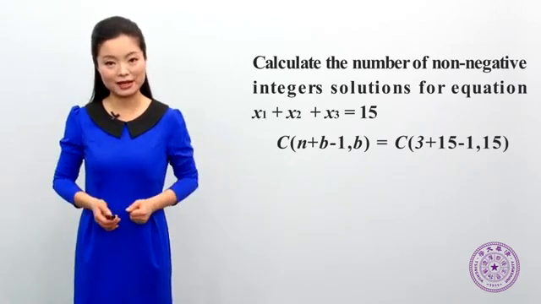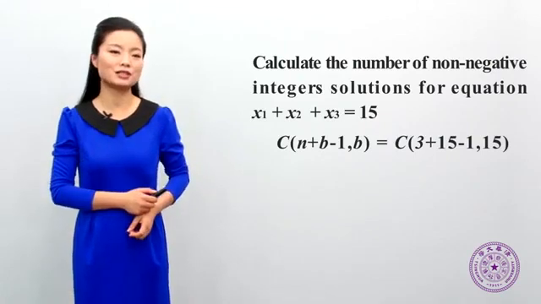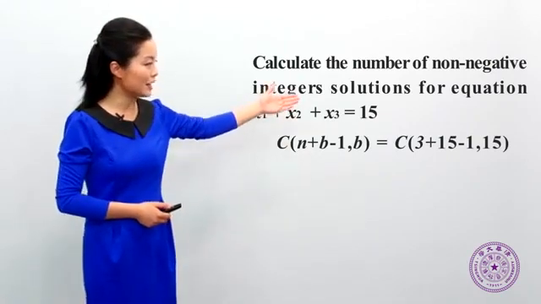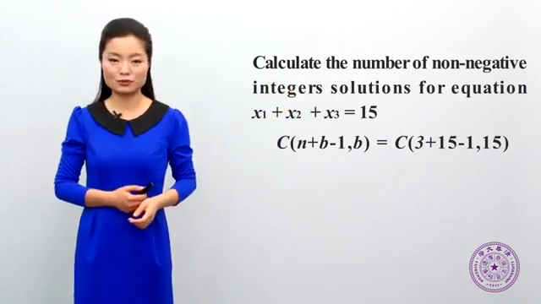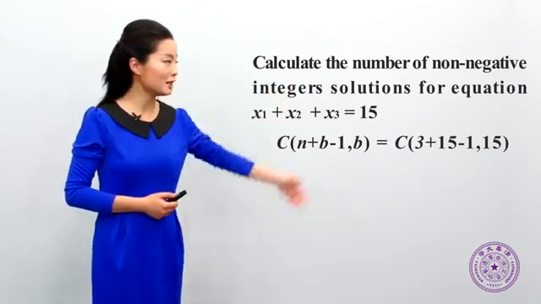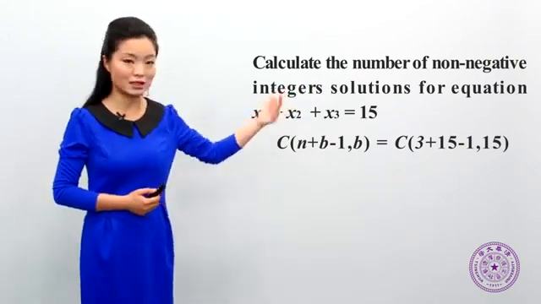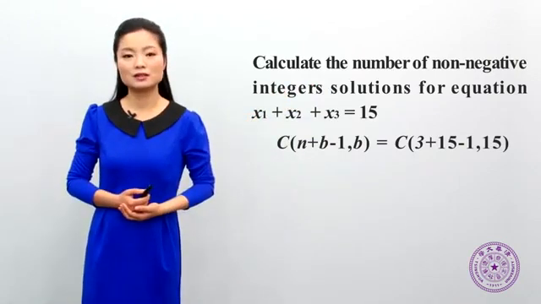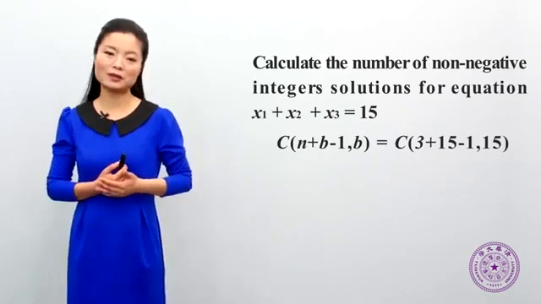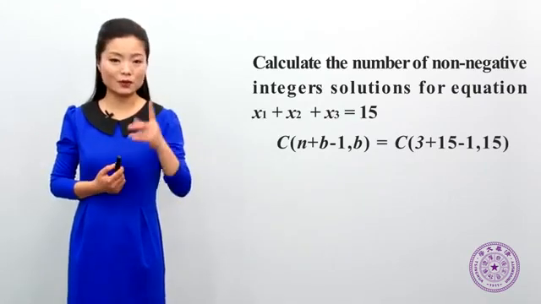We know that we use the bar method to solve it, and we could also use the formula C(n plus b minus 1, b) to solve it. For example, in this expression, if the right-hand side is equal to 15, the answer is C(3 plus 15 minus 1, 15). It seems that we already know how to do this problem, but what if I add a condition?